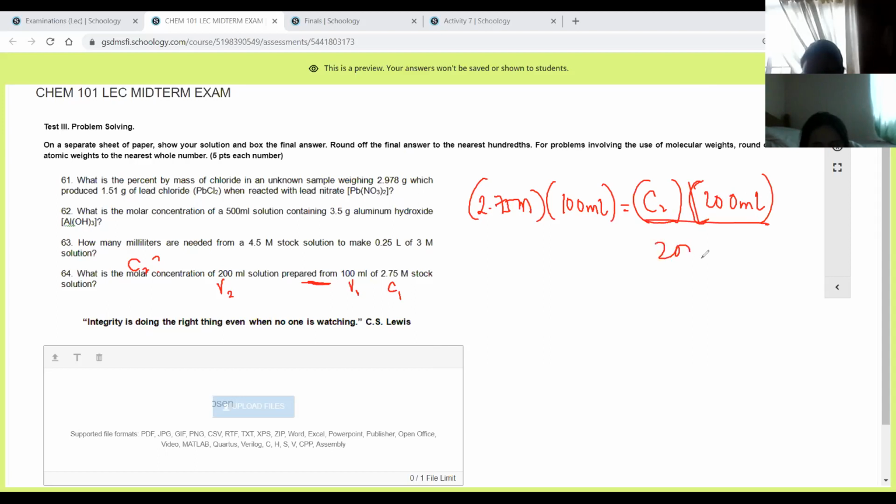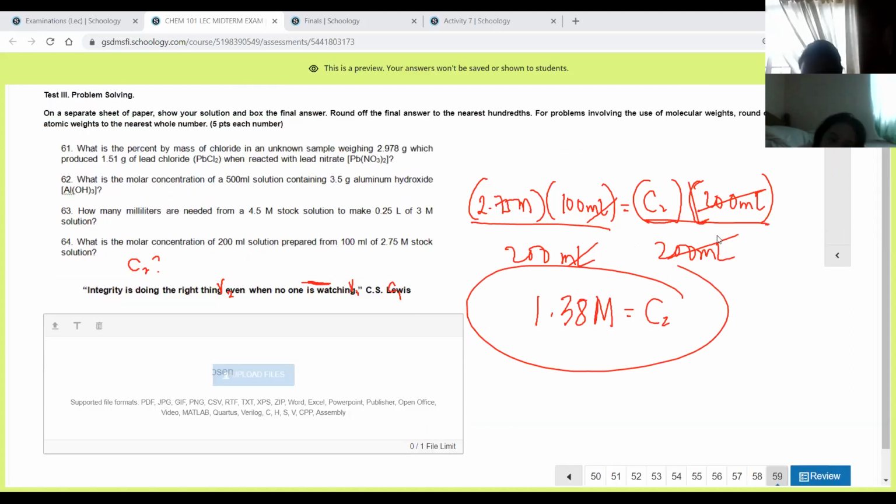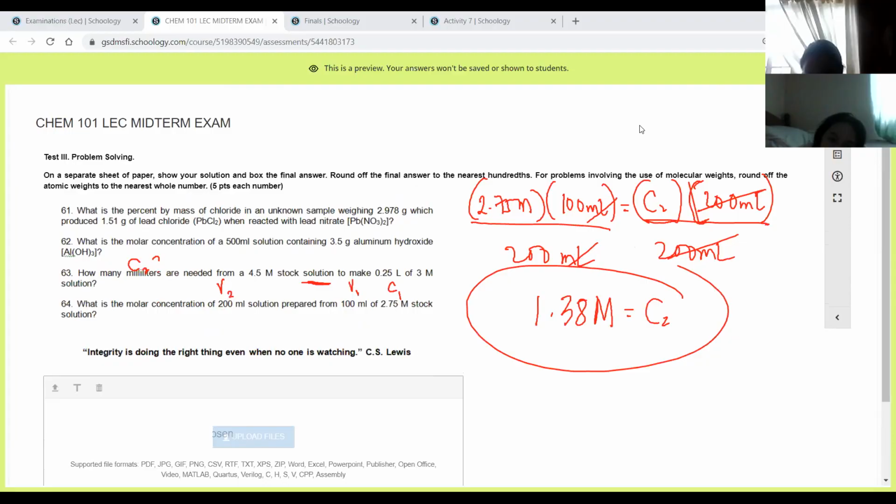Let's divide both sides by 200 ml so that we can isolate the C2. Let's cancel the ml also. So this is 2.75 times 100 divided by 200. To 2 decimal places, that is 1.38. And so that is the answer for number 64. I guess this is the last one for the exam. Any question?